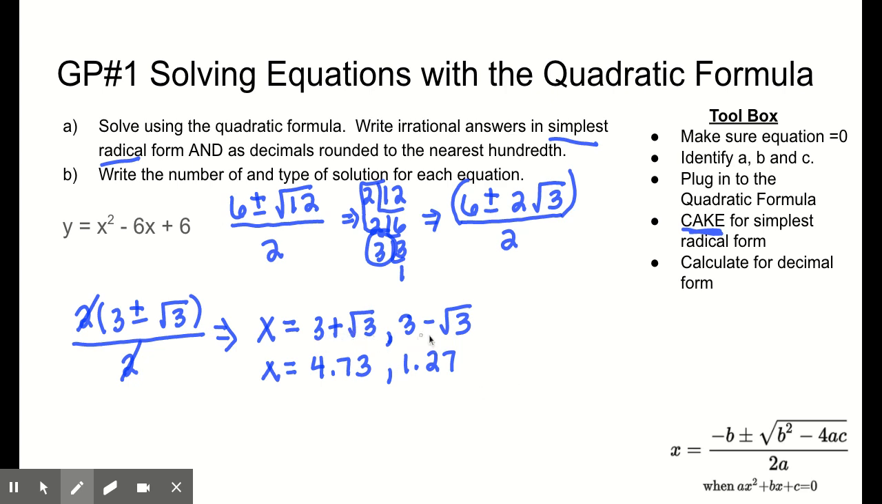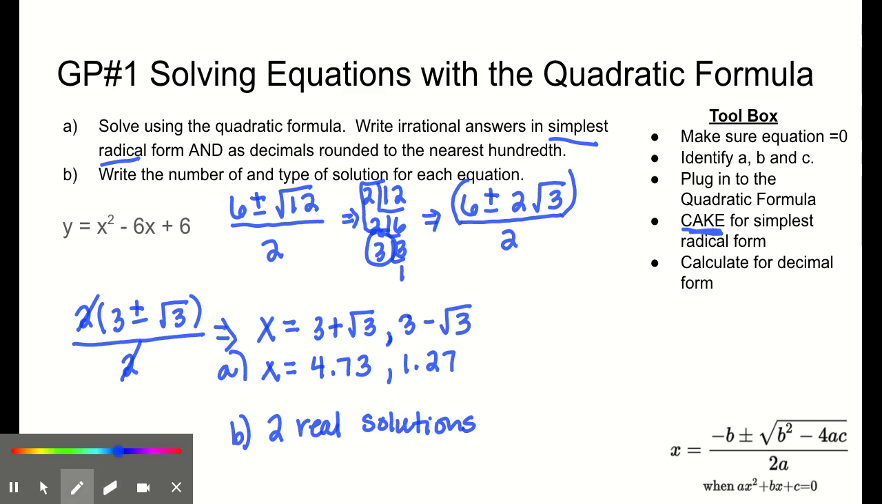So we write them as radicals because you'll often see them written that way, but the decimals are a more realistic way for us to view them, because if we were to put these on a graph, these are the numbers that we would need to see on the graph. We don't see radicals on the graph. So for part A, these are our solutions. For part B, the number and type of solutions here, again, we have 2 real solutions. And that is the quadratic formula with our real numbers.